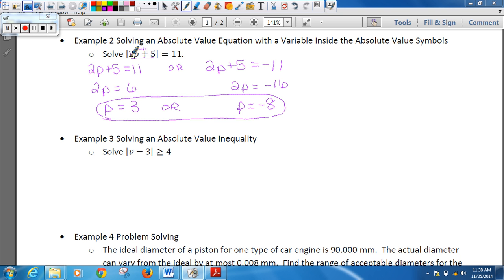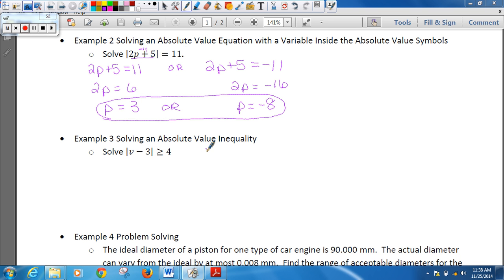If you wanted to check it, 2 times 3 is 6. 6 plus 5 is 11. The absolute value of 11 is 11. 2 times negative 8 is negative 16, plus 5 is negative 11. The absolute value of negative 11 is also 11.